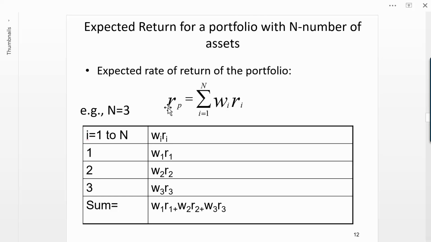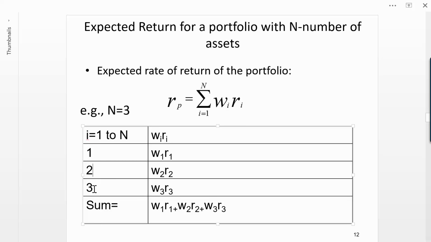So the way we write that is the return of the portfolio of n number of assets, so say 3 assets, is the sum from i equals 1 to 3 of w_i r_i, where w is the weight in each asset and r is the expected return in each asset. So how I'd use this formula is you can think of this sum as a counter. It counts from 1 to 2 to 3 if you have 3 assets.